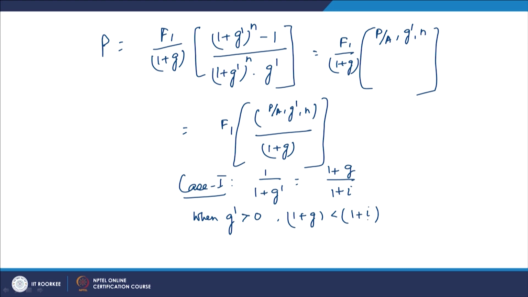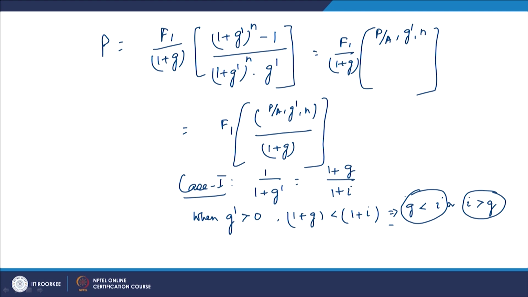So, if g prime is more than 0, then this value will be less than 1. In that case, this value has to be less than 1 plus i. So this will lead to g is less than i, or i is greater than g. So, this will be the situation for the case when g prime is positive.